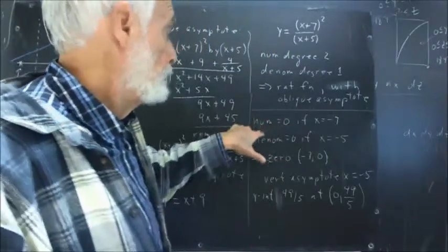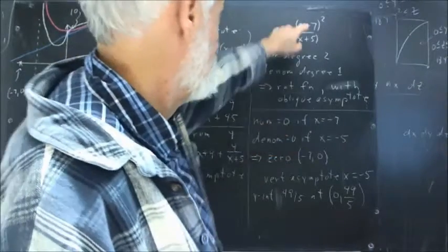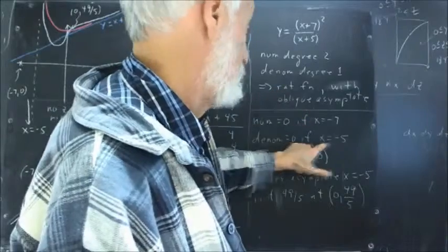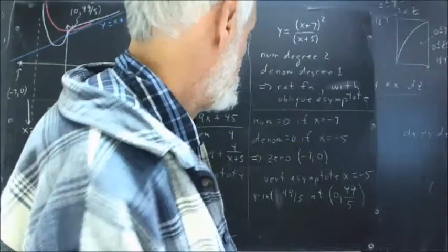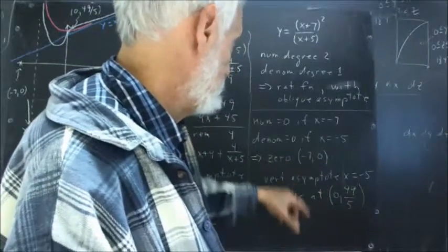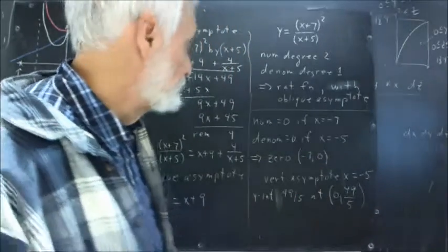Okay, now the numerator equals 0 when? Well, obviously when x equals negative 7. The denominator is 0 when? Well, obviously if x equals negative 5. This implies that we have a 0 at negative 7, 0. X equals negative 7, y equals 0.